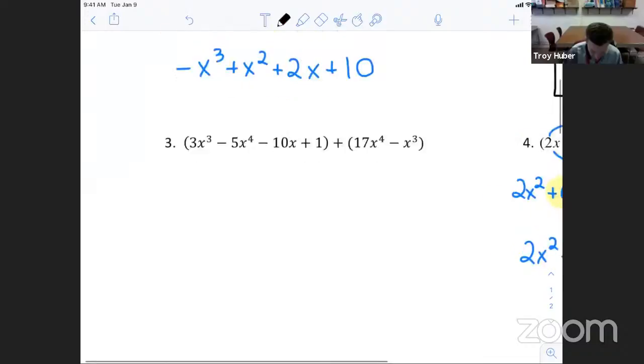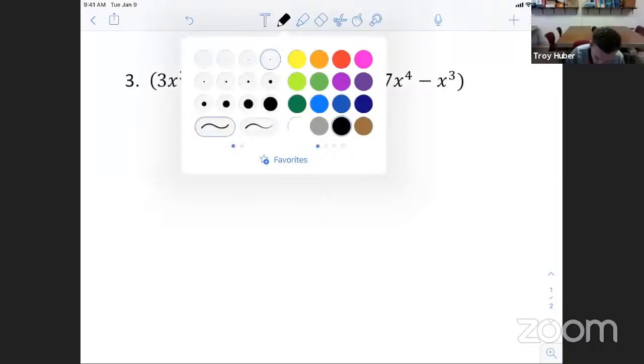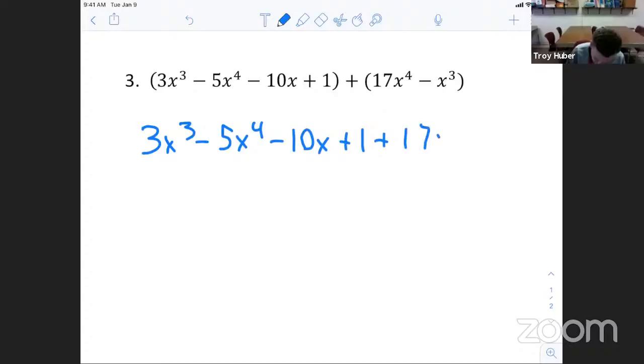All right, then if we look at number 3, we actually get a little bit easier. We just have addition. All right, so when it's addition, we can almost treat this like one long polynomial. So 3x cubed minus 5x to the 4th minus 10x plus 1 plus 17x to the 4th minus x to the 3rd.